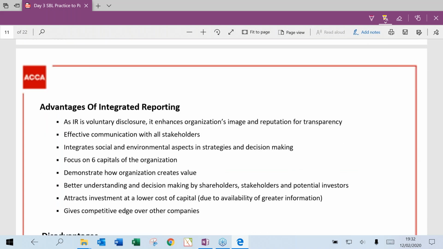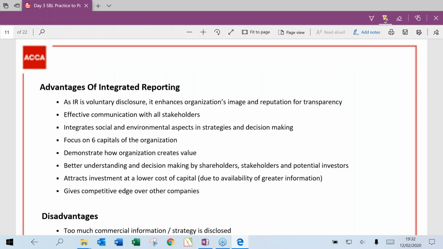So now the big thing, why integrated reporting? What are the advantages of integrated reporting? Why are some organizations now adopting integrated reporting? There must be some benefits, right? Main thing, the first thing, integrated reporting is a voluntary disclosure. That's very important. So what is the meaning of a voluntary disclosure? Can anybody guess? Voluntary disclosure.